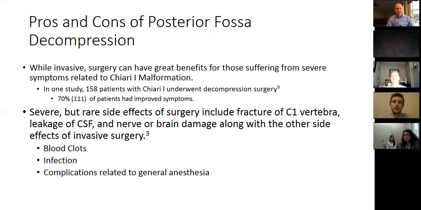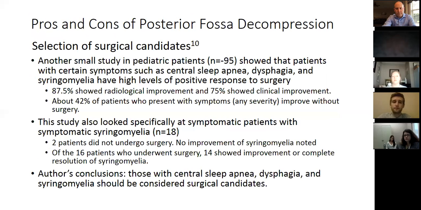Some patients, especially if not following post-op instructions, because these patients are usually going to be down for a while after surgery, wearing a neck brace, with limited movement for months. So maybe they're a little bit too active. You can see fractures of the C1 vertebrae, leakage of CSF, nerve or brain damage, along with other side effects of this very invasive surgery, such as blood clots, infections, and other complications related to general anesthesia, as this is typically a lengthy procedure as well.